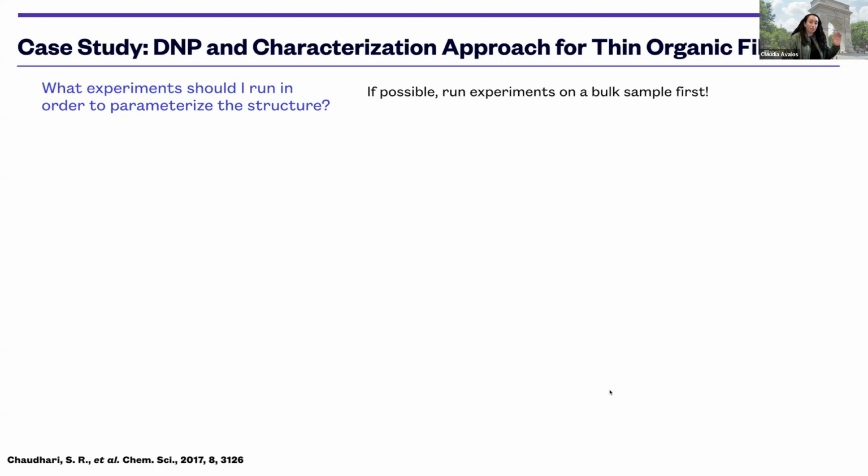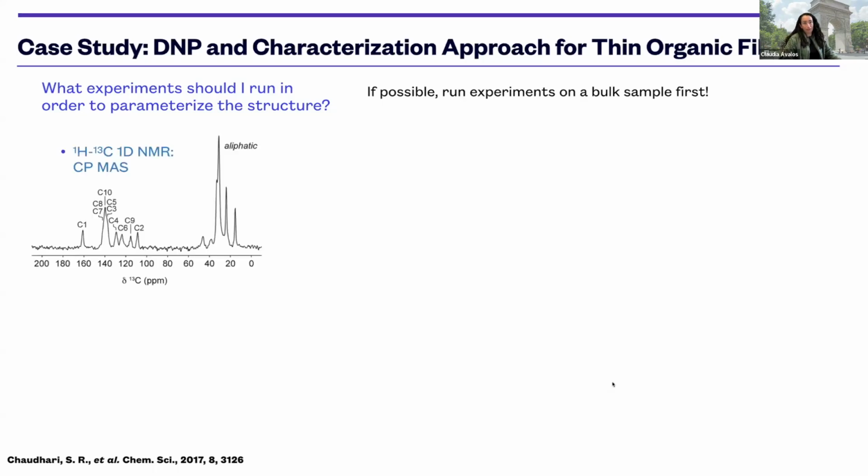If possible, always run experiments on a bulk sample first; it gives you a baseline. So I'm working with a lot of thin films right now with some collaborators in the department, and we're always running a bulk sample first. It's a lot easier, and you can get your baseline parameters right off the bat.